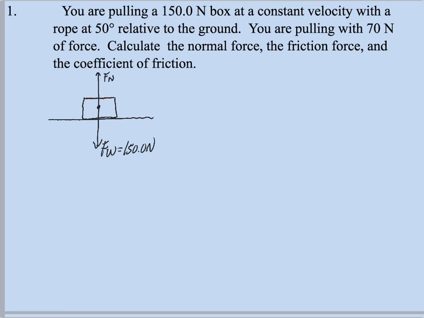You're pulling with a force of 70 newtons. So I'm going to put an angled vector here, and we're going to label that the applied force. And that's 70 newtons. And it gives me a value for an angle of 50 degrees. So this angle is 50 degrees.